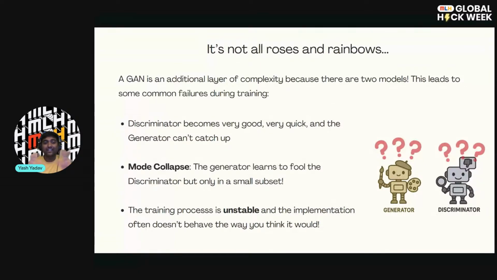It doesn't learn the whole data distribution, and that's the whole mode collapse problem. And finally, the training process is really unstable with GANs. The implementation doesn't behave how you would think it would work. Okay, I want to quickly pause here to talk about what Muncheng says.